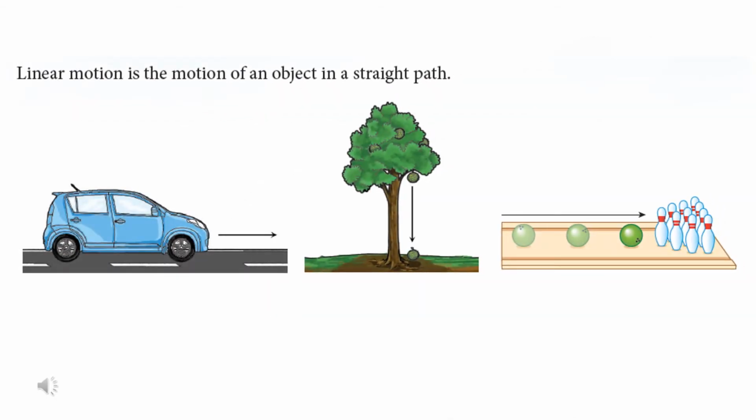Linear motion is the motion of an object in a straight path. For example, the movement of a car traveling on a straight road, a durian falling from its tree, and a bowling ball striking the pins.